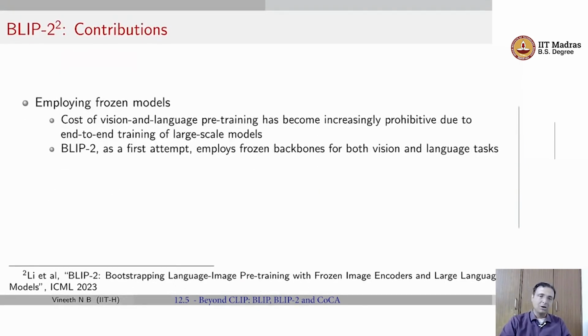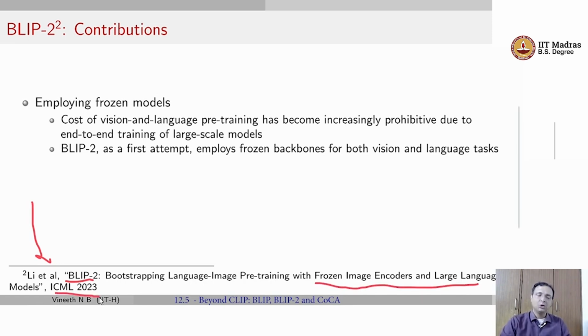Now that was about BLIP, and this was soon followed more recently, in ICML of 2023, by a model called BLIP-2. BLIP-2 stands for Bootstrapping Language-Image Pre-training. The name stays the same, but with frozen image encoders and large language models. This was published in ICML of 2023, as just mentioned.